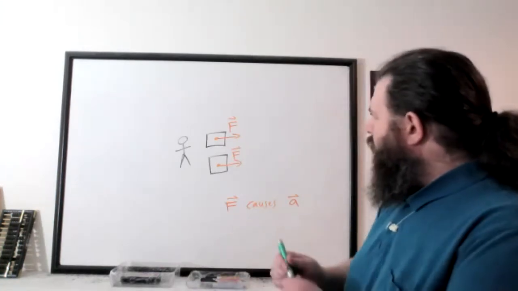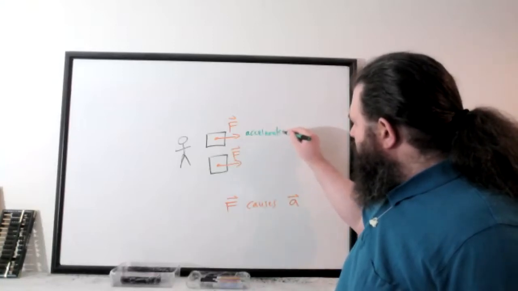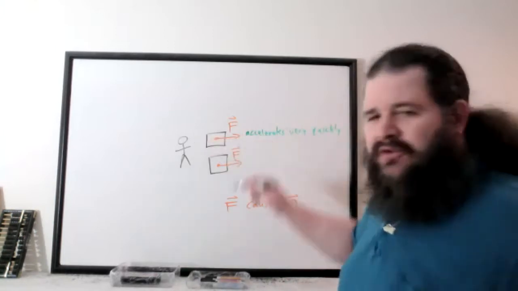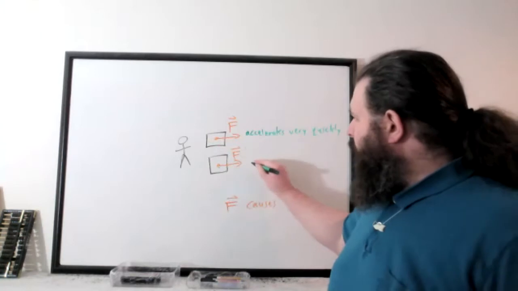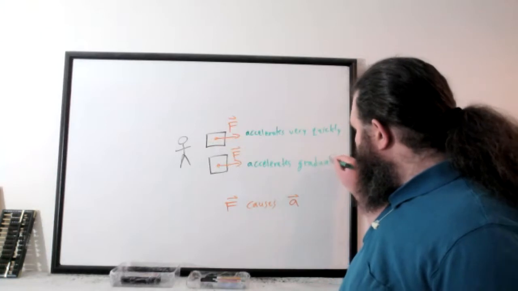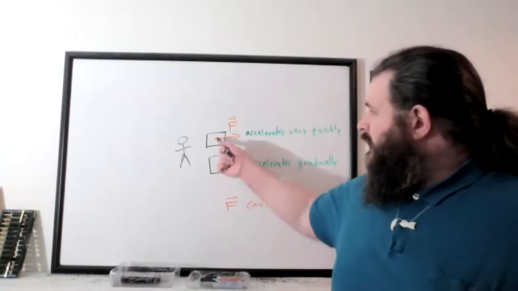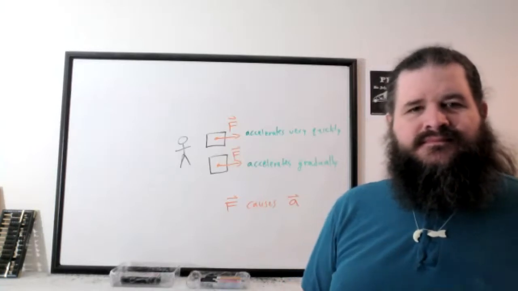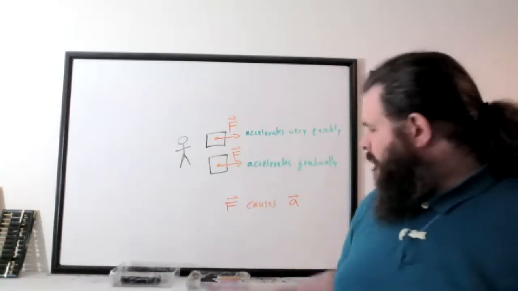So let's say one of the boxes accelerates very quickly. You apply this steady force to it, and its velocity increases very quickly. And the other one, you apply the exact same force, but it accelerates more gradually, more slowly. It is getting faster, but at a very gradual pace. What would that tell you about their masses? The second one would be heavier.